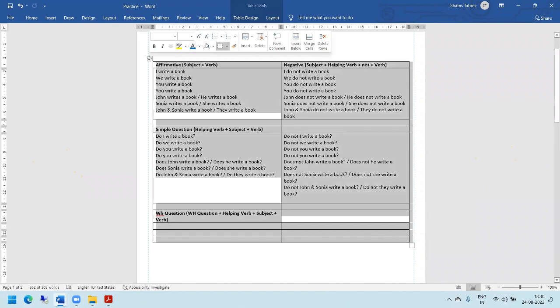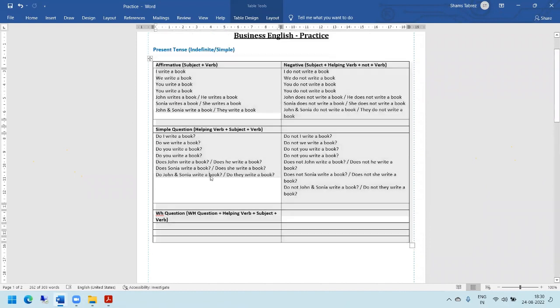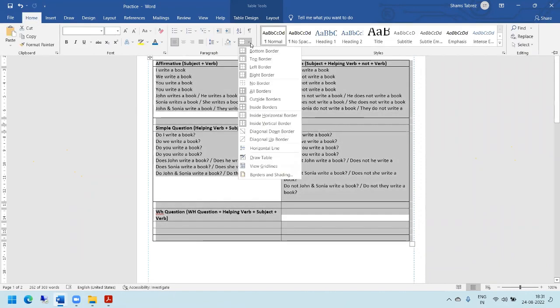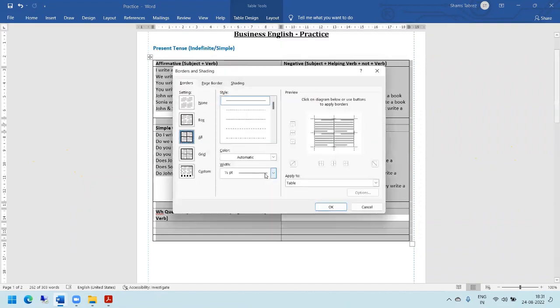Anyone now? Let's make a sentence. This WH sentence with the same verb write, because everywhere in this example we have used the verb write. Now by using the verb write, let's make a sentence. Any volunteer? Meanwhile, I will format this table. Yes, go ahead. Whoever wants to, because in this way you will learn.